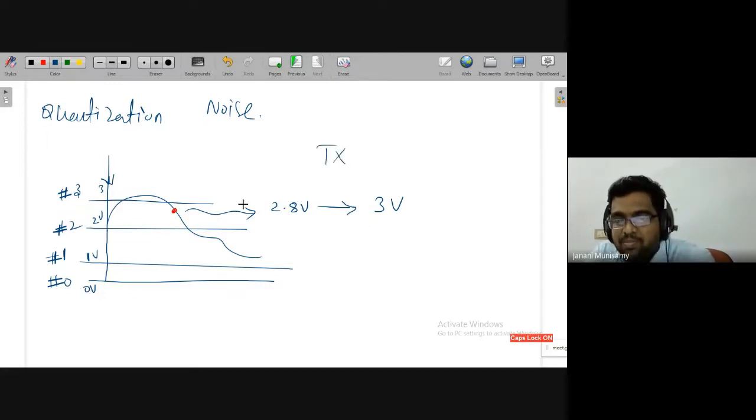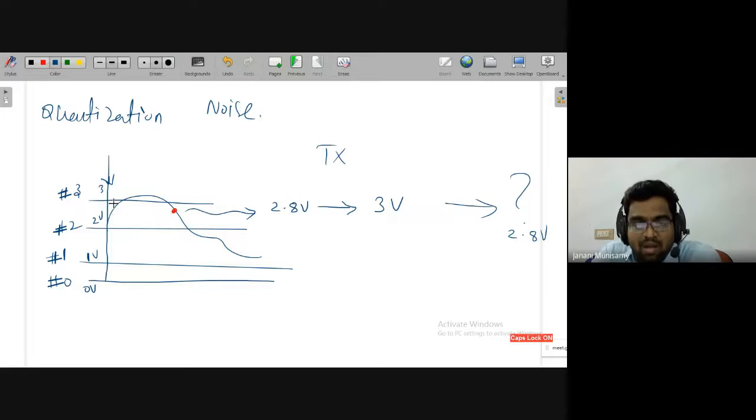Now we are at the transmitter side. Now when we go to the receiver side, can we recover back 2.8 volt exactly from that 3 volt? That is the question mark. You cannot recover, because any voltage in between 2 to 3, or at least any voltage that is greater than 2.5, definitely will be mapped to 3. At the receiver side, we cannot demap exactly. So exact demapping is not possible. We'll only do some kind of approximation.